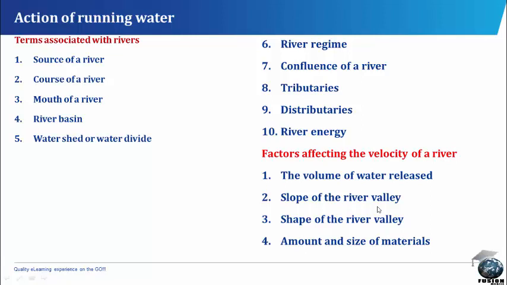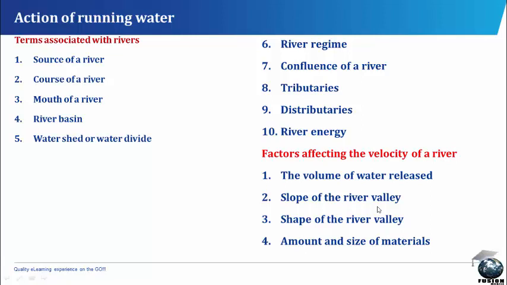The river regime refers to the seasonal changes in the volume of water in a river in a year. Confluence of a river refers to the meeting point of two different rivers. Tributaries are smaller rivers or streams that join together to form a larger one. Distributaries are channels formed by the division of a river as it flows into the sea. River energy refers to the velocity of a river.